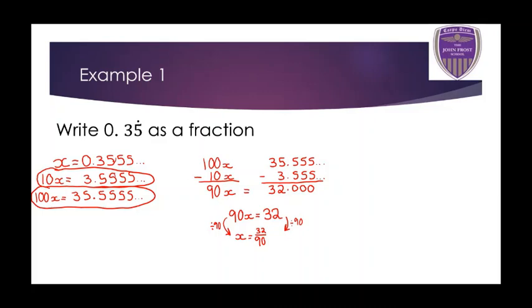But actually, we should look at simplifying this fraction as well, okay? And because I know both these numbers are even, 32 and 90, I know I can divide them both by 2. So x is equal to 16 over 45, okay? So this lesson, we're going to ask you to start simplifying some of your answers as well. So in this case, the decimal 0.35 recurring is equal to 16 over 45. Let's have a look at another example.